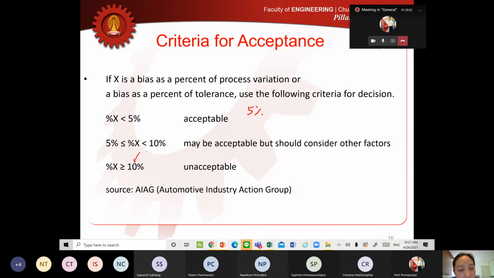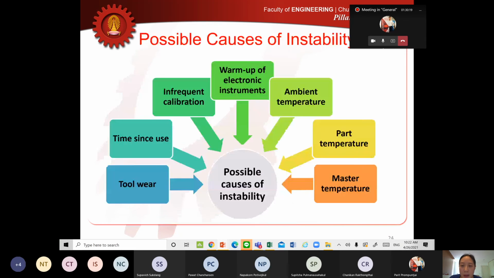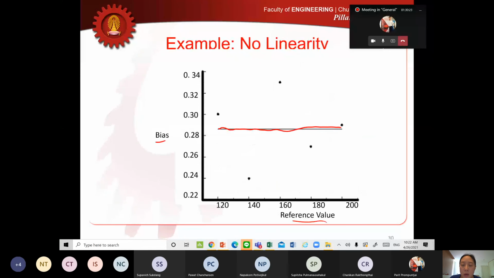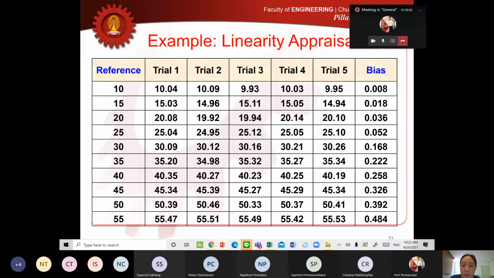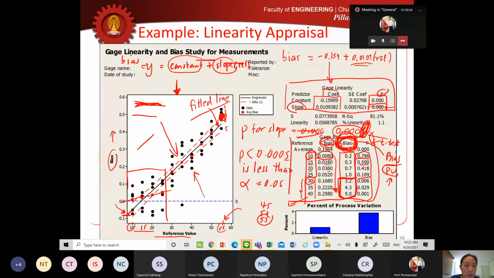that means we change this number to 5%. When the amount of bias is greater than or equal to 5, you will not accept, but if it's less than 5, we will accept. So remember this number, 5%: greater than or equal to 5 not accept, less than 5 accept. So come back to the output again and help me answer whether you will accept the amount of bias when the reference value is 30. Okay, do you accept that?